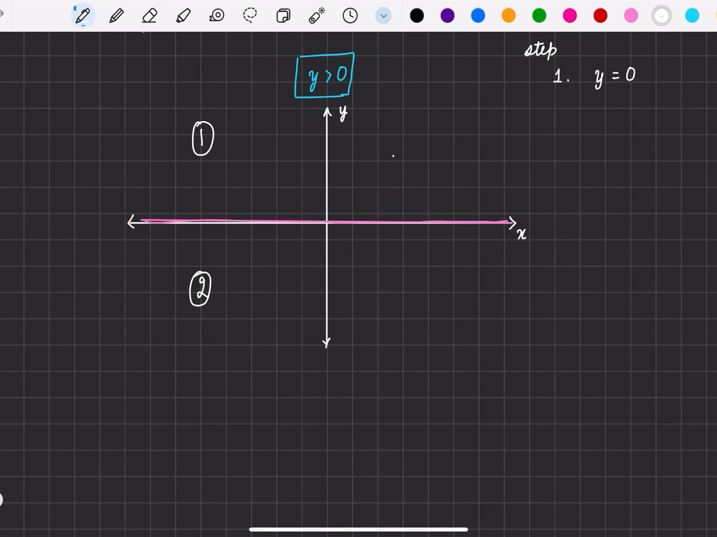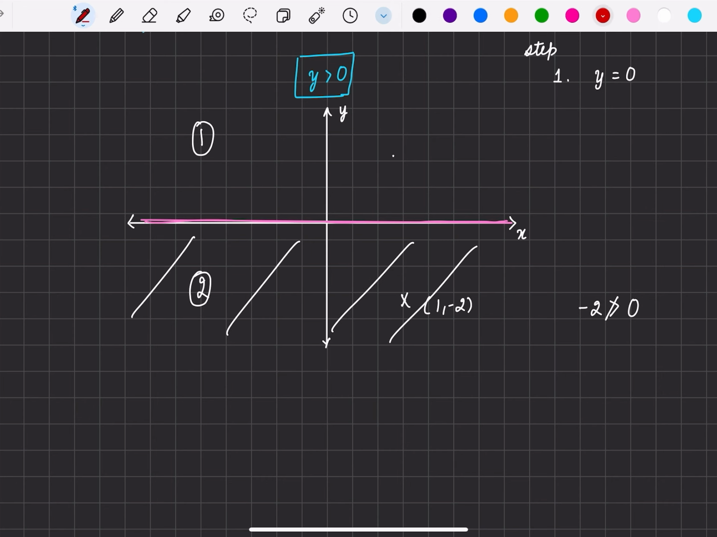Let's say I pick a point here, 1 comma minus 2. Does 1 comma minus 2 satisfy this inequality? Minus 2 is not greater than 0, right? So this point does not satisfy this inequality. So all the points in this region are not going to satisfy this inequality.